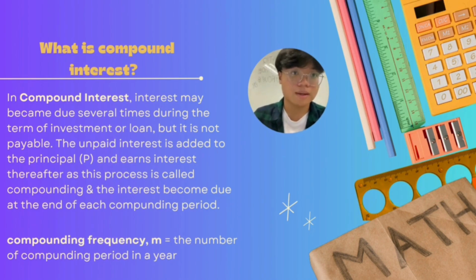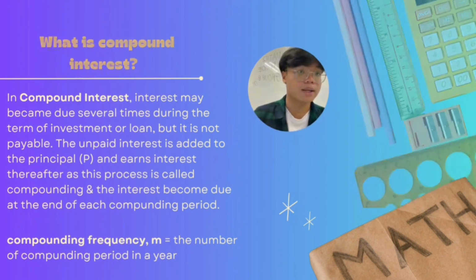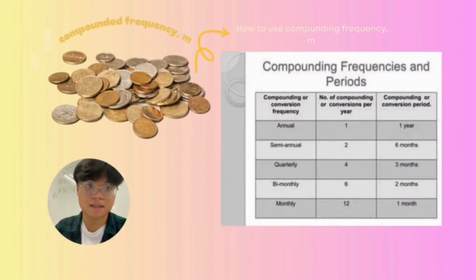And in compound interest, there's another symbol. It refers to the letter M, which means the number of compounding periods in a year. So how do we use compounding frequencies in compound interest? For example, annual only happens once, because it only happens once a year, not every single month. So that's why in annual it's only one. For semi-annual it happens 2 times, because every 6 months there are only 2 times in 1 year. Same goes for quarterly. Quarterly is 4 times a year, because 3, 6, 9, 12. So it happens only 4 times. Same goes for the rest.